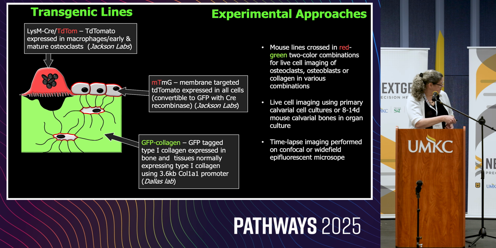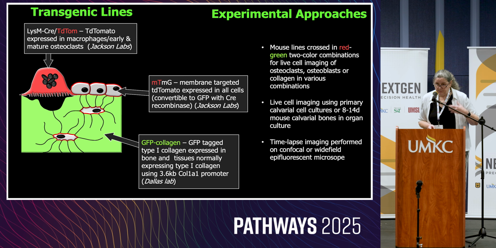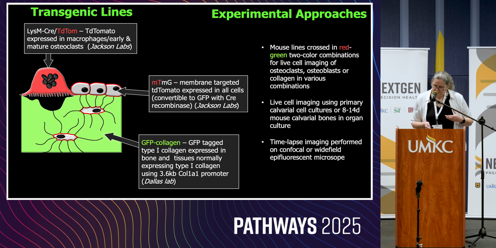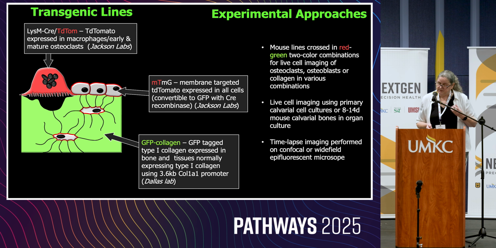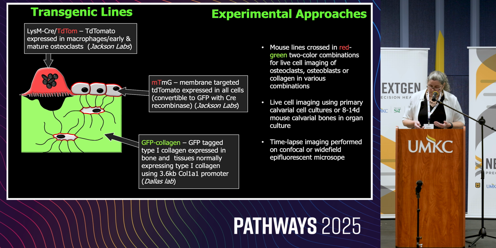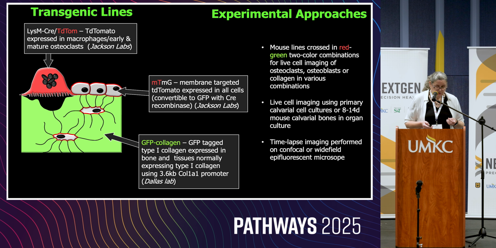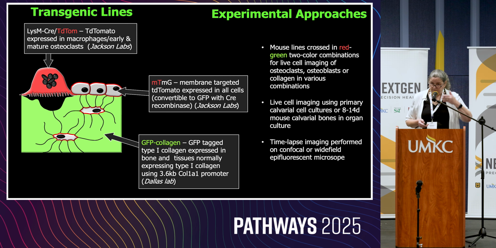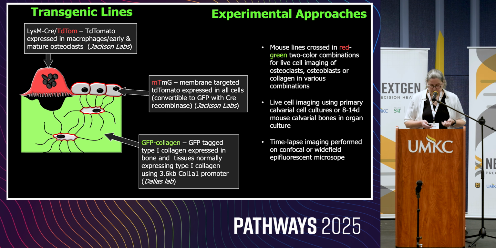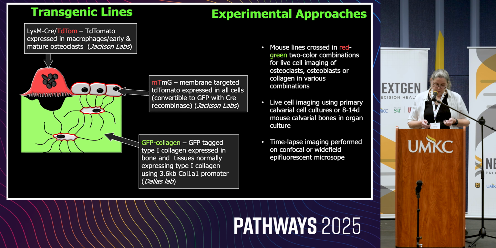And the third mouse is this GFP collagen-tagged mouse that we generated in my lab, where the collagen molecules are tagged with GFP. So these mouse lines are crossed in various red, green, two-color combinations for live cell imaging of osteoclasts, osteoblasts, or collagen. We do our live cell imaging with primary calvarial cell cultures or 8 to 14-day mouse calvarial bones from the skull, which are cultured in organ culture. And our time-lapse imaging is done either on a confocal or wide-field epifluorescent microscope.